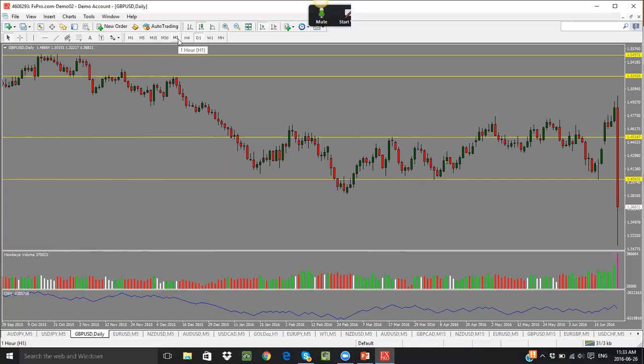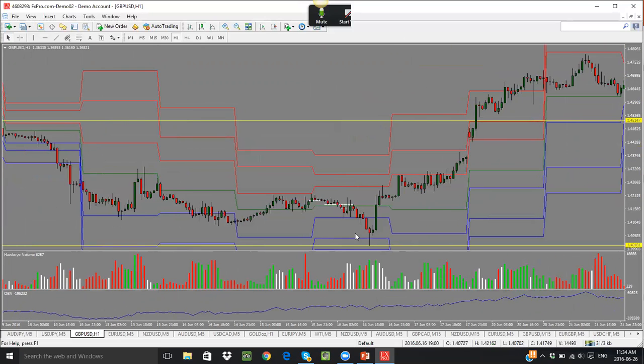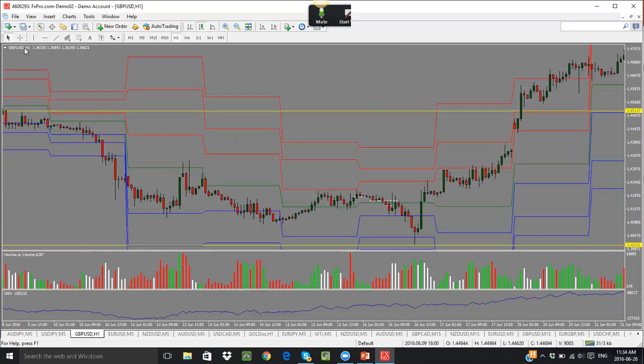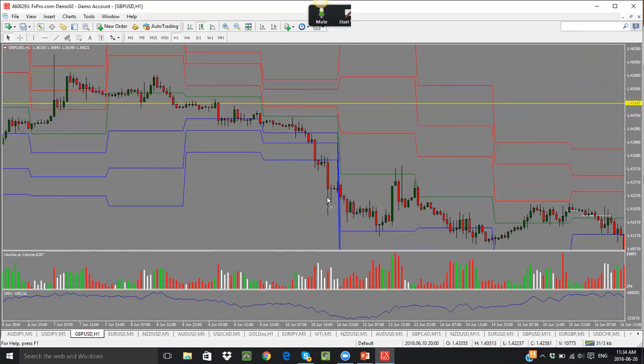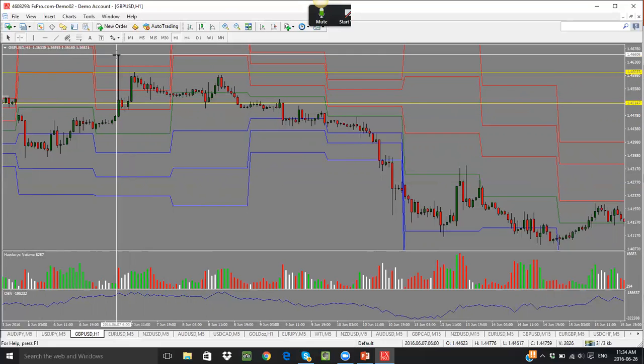So let's take a look at a lower time frame, see if we can see this in an example here. Actually, we can look at this one here as well. So here is a good example of a range-bound market. We had looked at that on the daily chart. Now we're looking at a 1-hour chart.